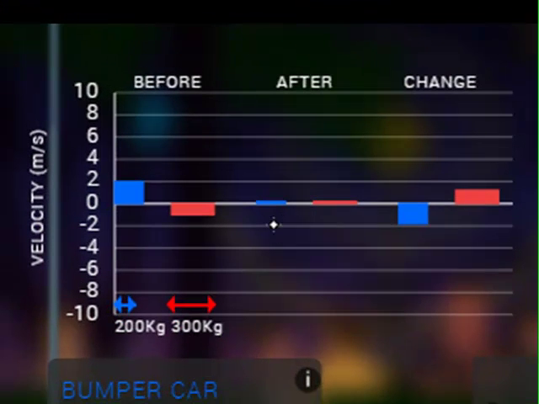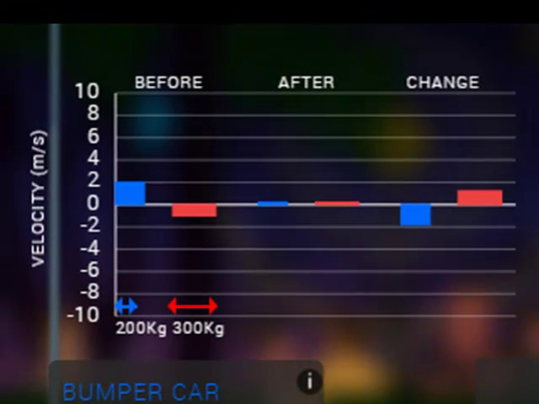Take a look at the bar chart. So over here, what does it tell us? Because they're locking together, both objects have the same velocity. Now our total momentum stayed the same, but we can see that each of the objects had quite a change in their momentum. The blue car had a decrease in its total momentum. The red car had an increase in its total momentum. Those changes were exactly equal.